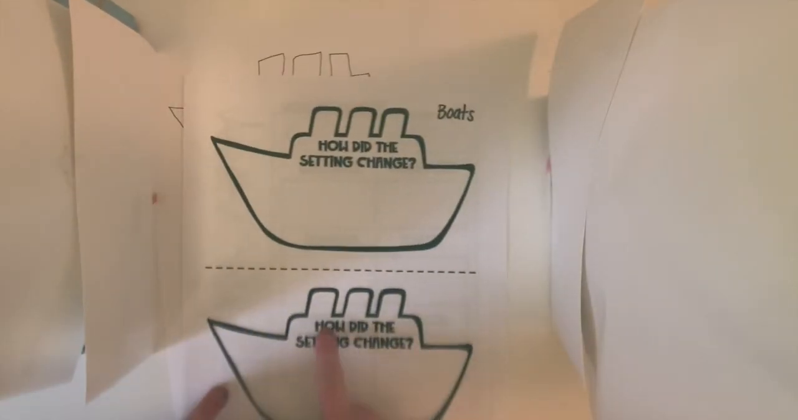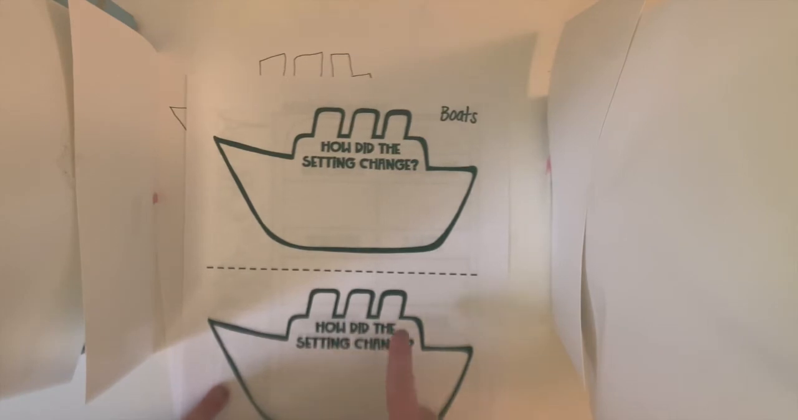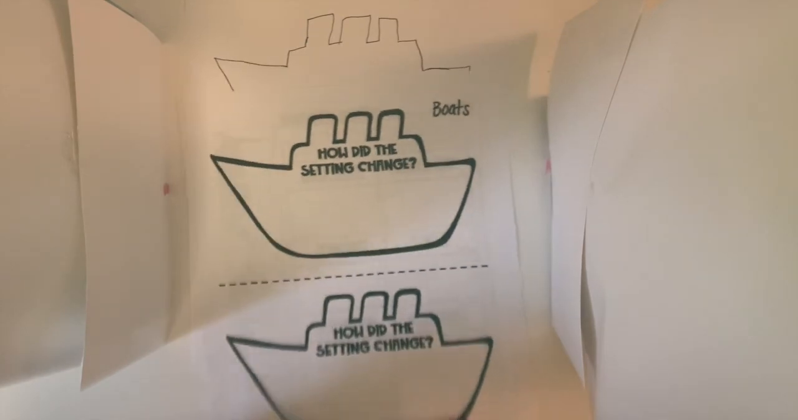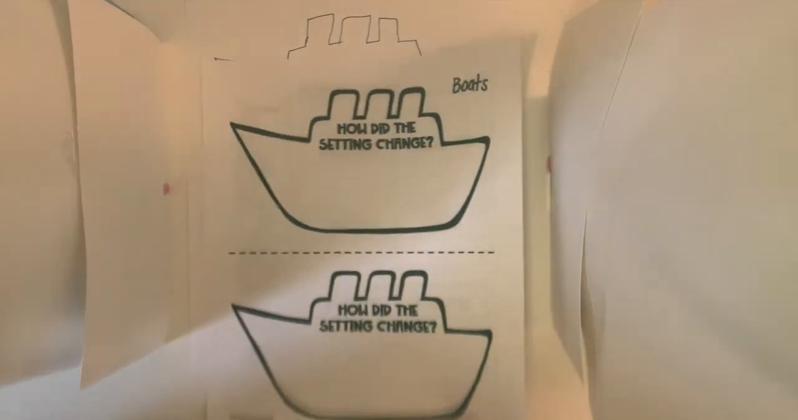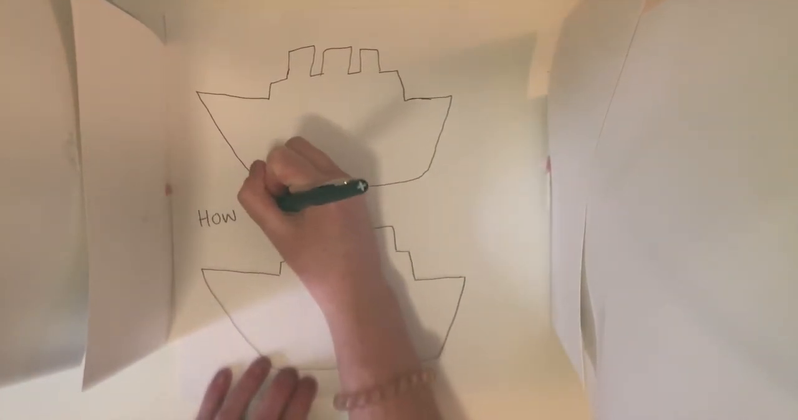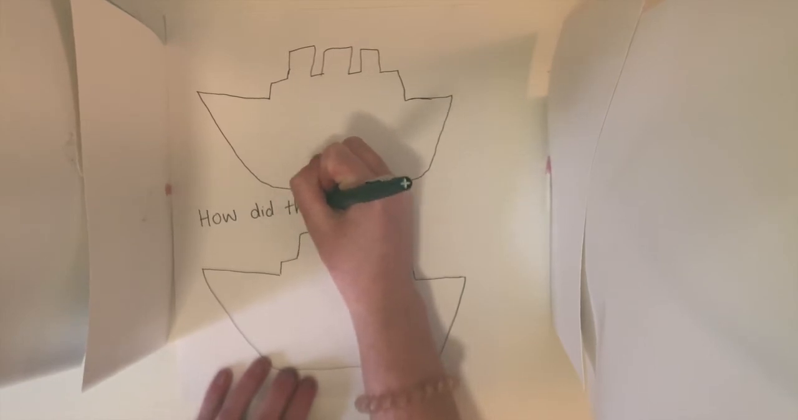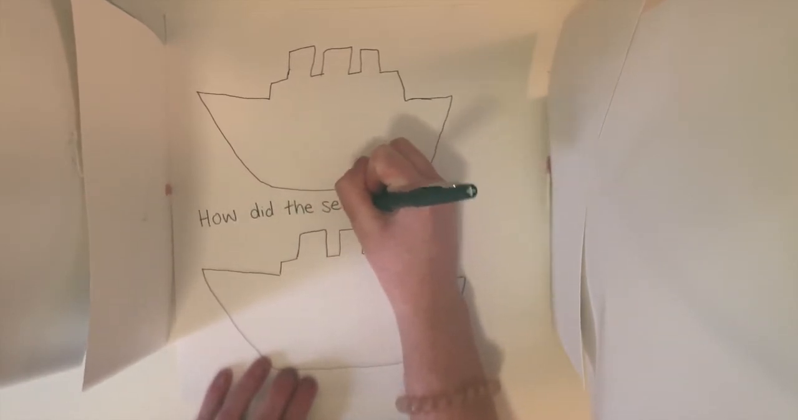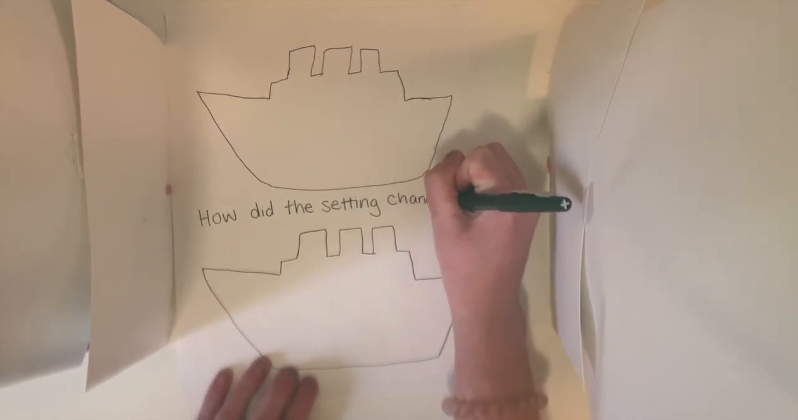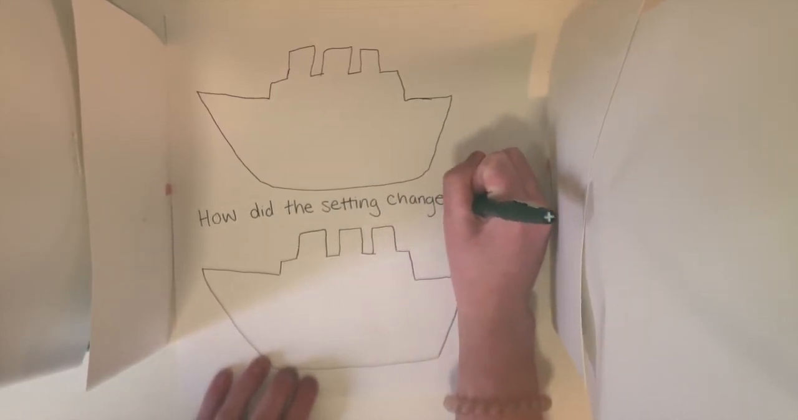On our boats it says, how did the setting change? So I want you to think about the story we read and tell me, how did the setting change? Instead of writing on this paper, you will write on the one that you just drew. On the page you just created, you can write, how did the setting change? And it's a question, so don't forget that question mark.